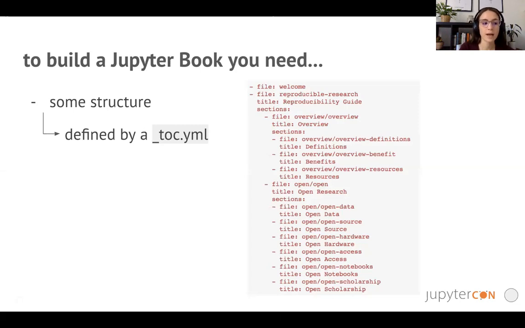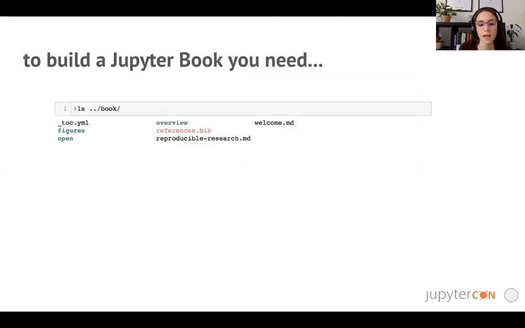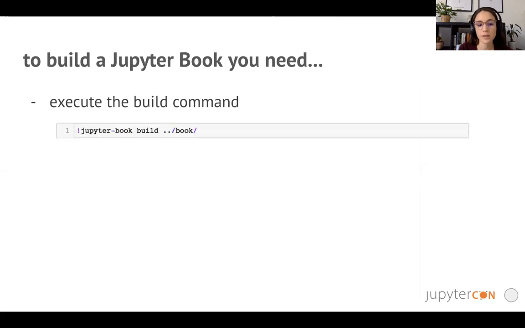The _toc.yml also specifies the order of the files and the hierarchy of the files. So in this case, for example, overview and open research are subsections of reproducibility guide. And the _toc.yml also specifies other features, for example, the title of each section or numbering, which is not used in the specific example. But each of these things you will see in detail in Notebook 3. So before building your book, your book folder should look like this. And now we're ready to build Jupyter Book.